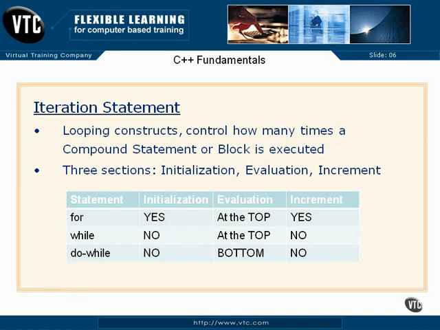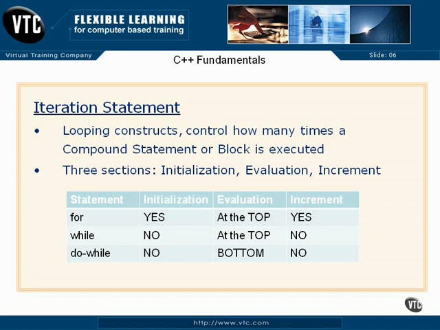The while loop does not have its own initialization, so you have to get everything set for the while to start. The evaluation is again at the top. It's an entry controlled loop, so you can't get into the block of the while unless you meet the criteria. Kind of a doorman at the gate. The increment is also hand done. You have to do your own incrementing. There's no place in the loop for the increment to occur.